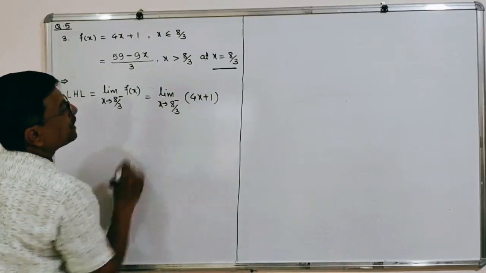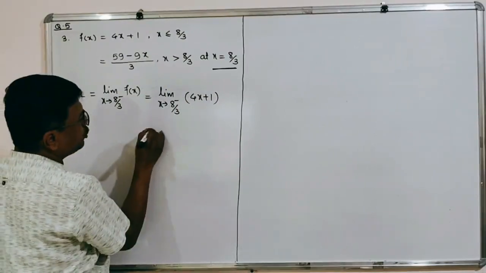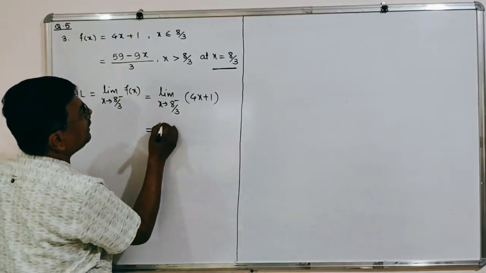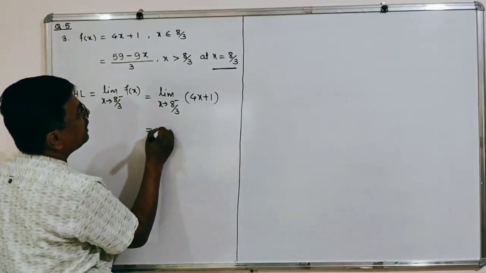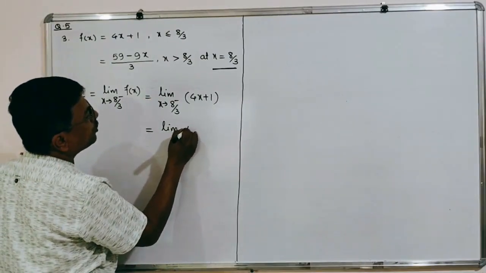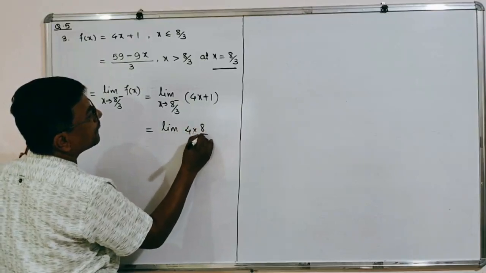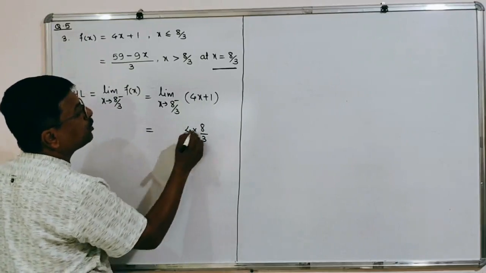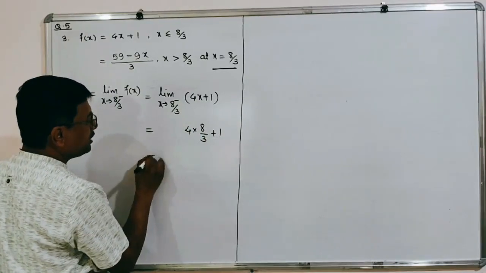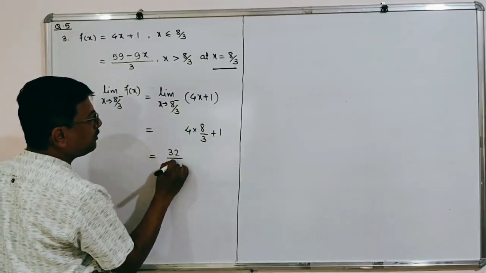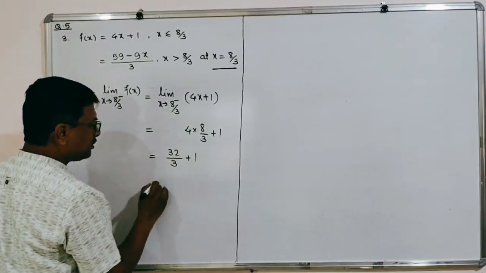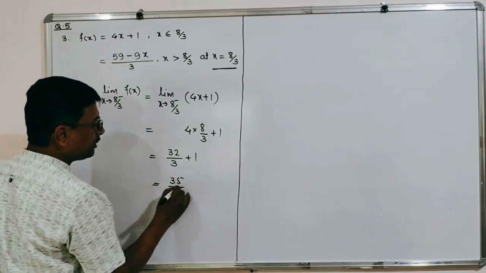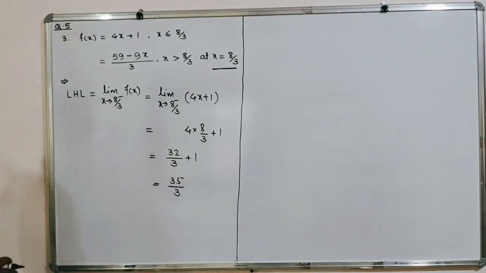अब x की वैल्यू हम यहां पे सब्स्टिट्यूट करते हैं बिकॉज इट इज अ पॉलिनोमियल फंक्शन. वी कैन सब्स्टिट्यूट इट डायरेक्टली. दैट इज इक्वल टू 4 into 8/3, डायरेक्टली सब्स्टिट्यूट करते हैं 4 into 8 by 3 plus 1 that is equal to 32 upon 3 plus 1. If you take cross multiplication, here we have 35 upon 3. Its value is 35 by 3.